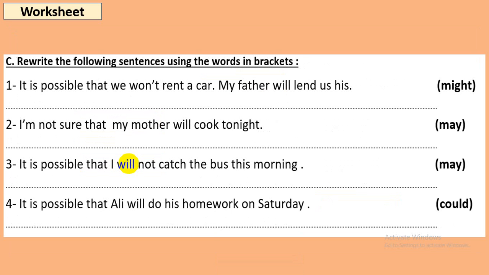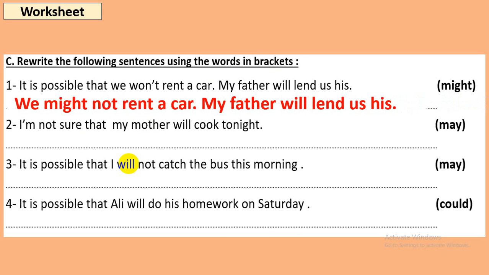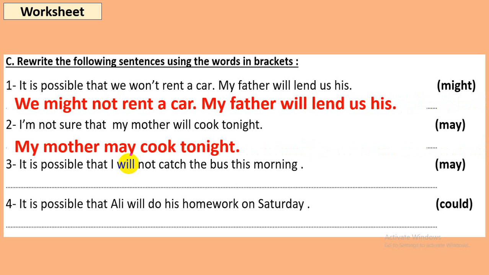So this one again to practice. It's possible that we won't rent a car. Might. We might not rent a car. My father will let us. I'm not sure that my mother will cook tonight. My mother may cook tonight.